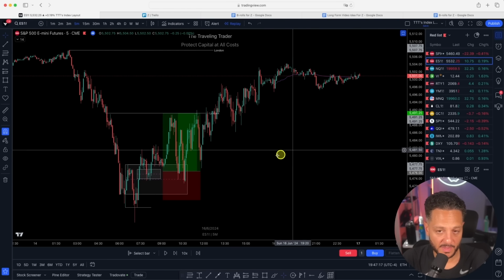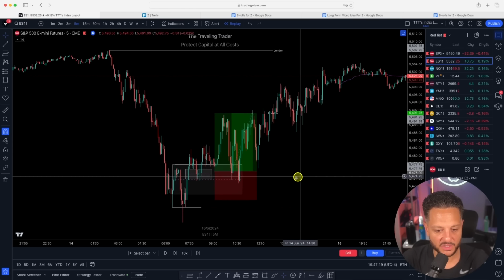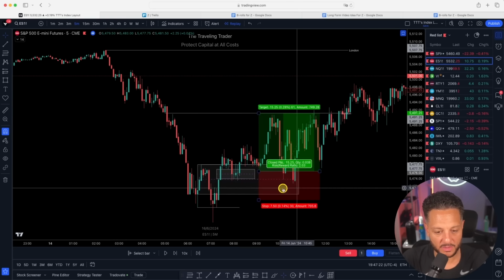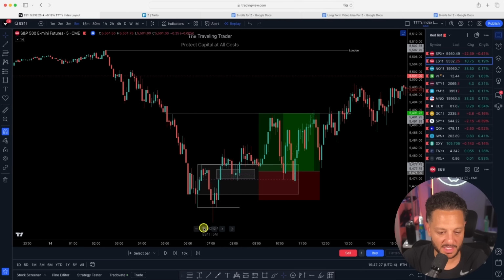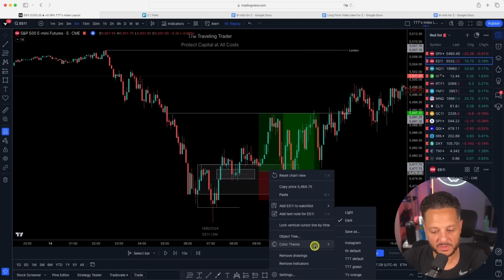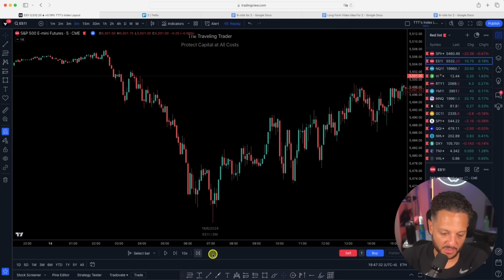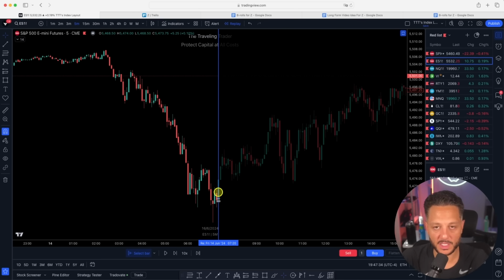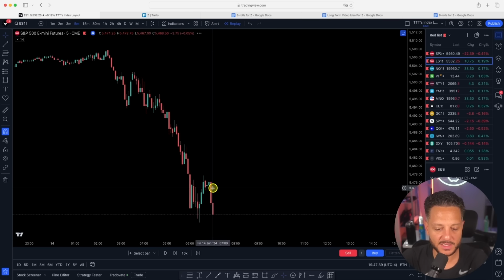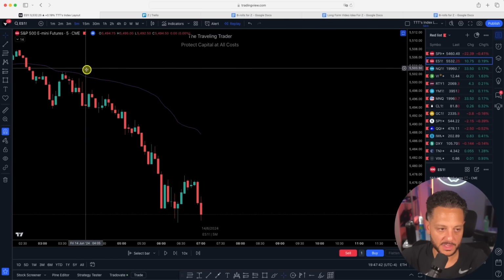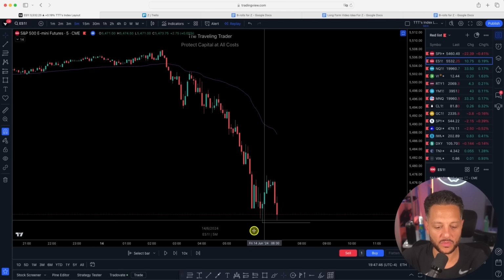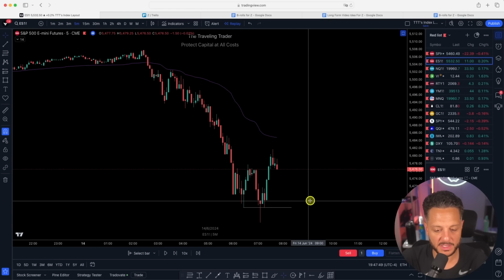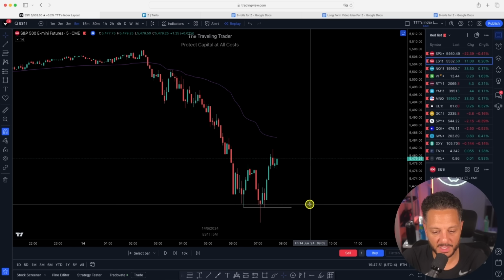Doesn't matter. But anyway, this is essentially the entry model, the unicorn, right? The unicorn being the breaker with a fair value gap nested inside it after a liquidity sweep. And remember in the morning, as I said before, yes, we draw London low, we draw Asian low, previous day low if we have to. But a lot of times in the morning, the liquidity sweep ends up being the major low that's right in front of you. So in this case, this can end up being the liquidity sweep for the day.